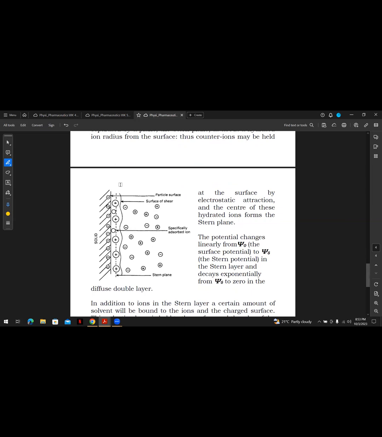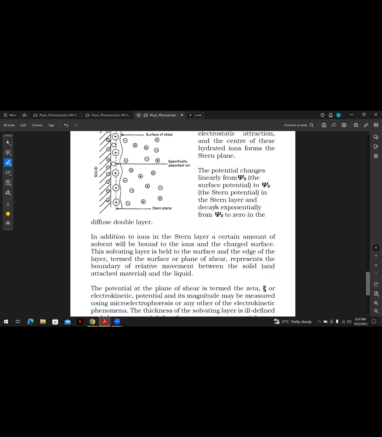So what happens to the potential with this double layer? The potential changes linearly from the surface potential, at the solid surface, to the Stern layer, which is the Stern potential. It's linear at first, but once you go further away from the Stern layer, the potential reduces to zero exponentially. So it's linear at first and then exponential, and it goes to zero as you move away from the Stern layer.